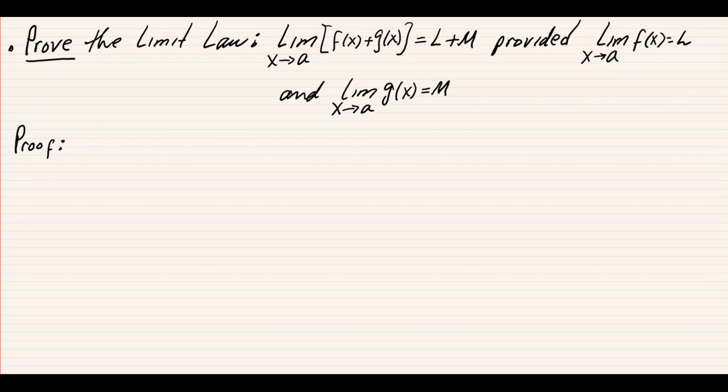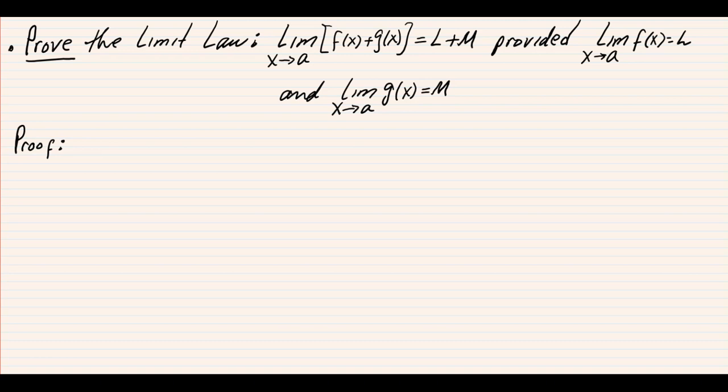I have the addition law of limits. It says that the limit of the sum of two functions is equal to the sum of the individual limits of those functions. Our assumption, of course, is that the limit of f of x and the limit of g of x are defined, and that's the only assumption we have.